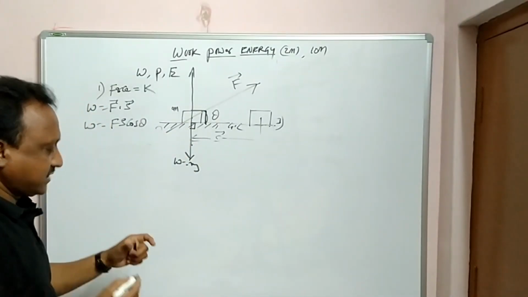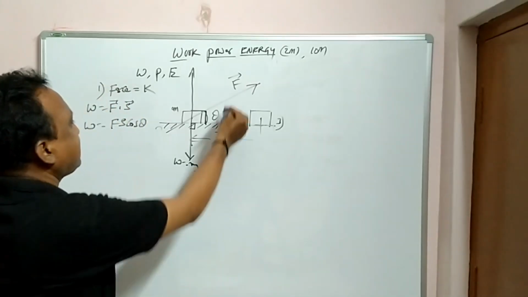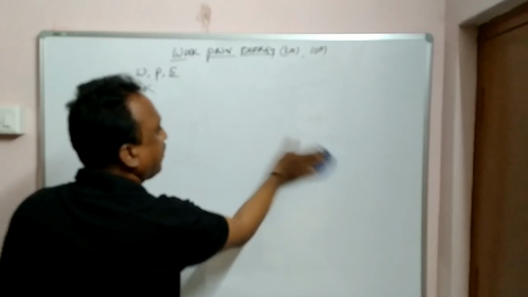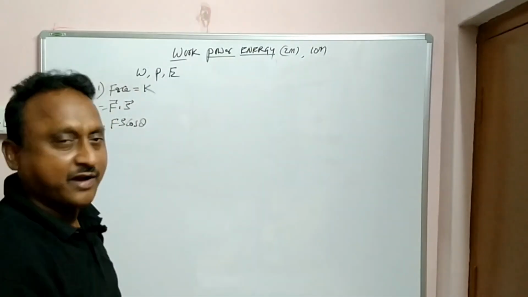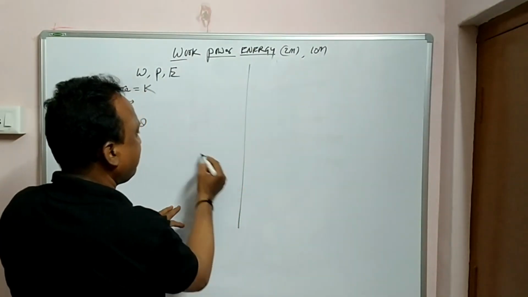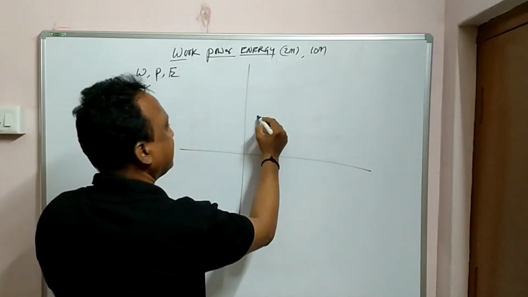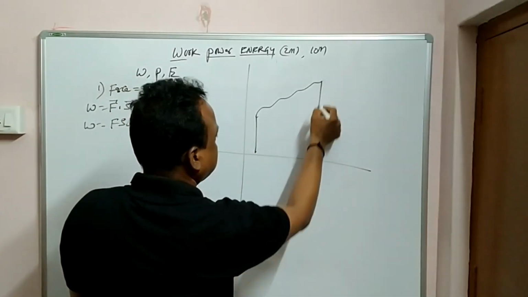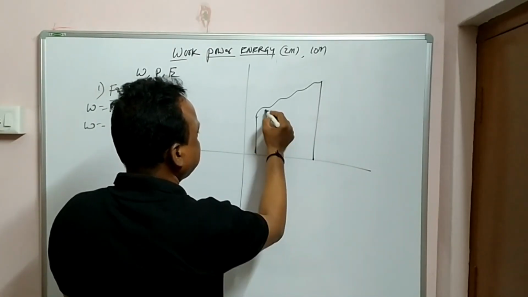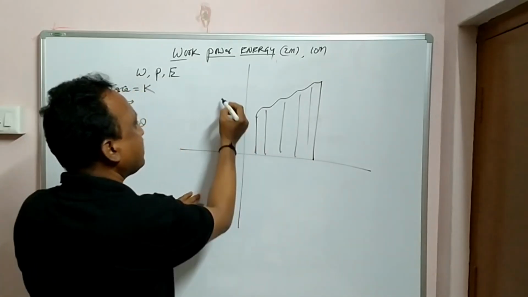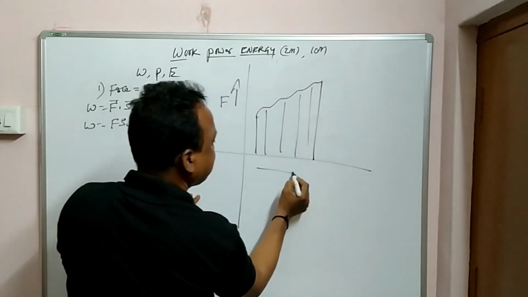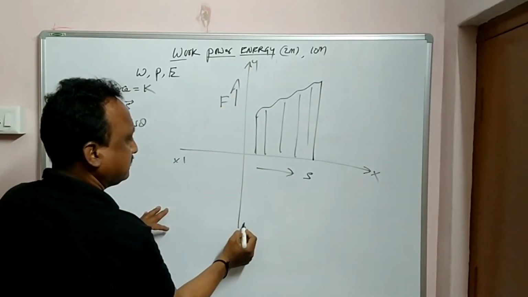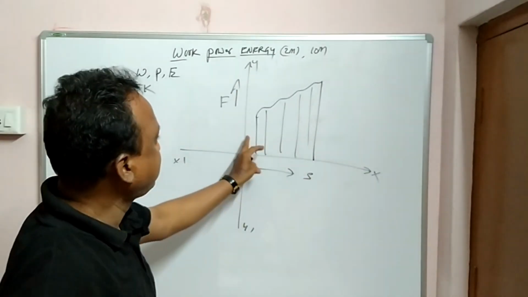Okay. Now suppose if force is varying, for example, say the force is varying like this. Variable force. Okay, you can see here force is varying and this is displacement. On x-axis displacement, force is varying, you can see.